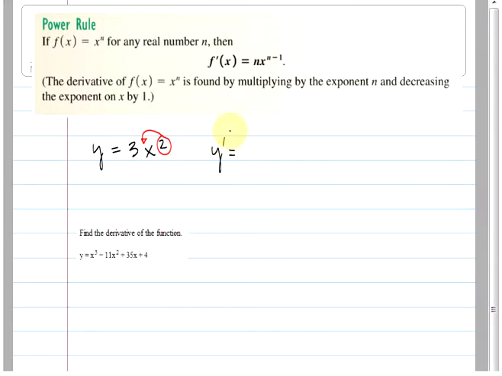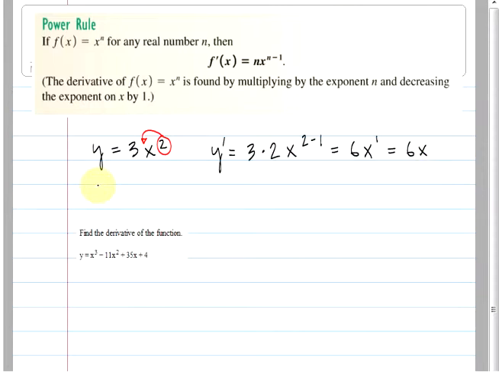To find the derivative of y, we're going to keep the 3. We're going to move the exponent down in front as a multiplier, and we're going to decrease that exponent by 1, so that our derivative is 3 times 2, which is 6, times x to the first power, which of course we can rewrite as just 6x. So rather than going through the whole limit and difference quotient formula in order to find the derivative of this, we were able to do it in just a matter of seconds with the power rule.